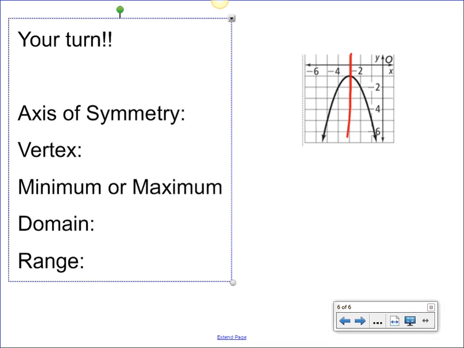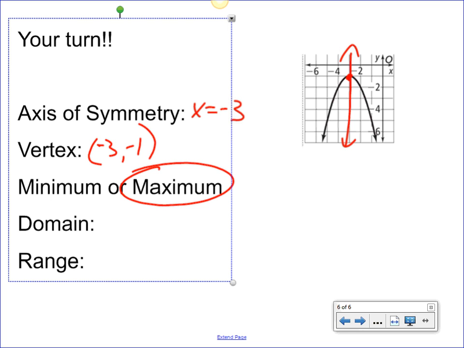Okay, so if you drew it, your axis of symmetry would be right there, so that would be x equals -3. If you thought about the vertex, it would be right here, which would be (-3, -1). In this case, it's a maximum point since it's opening down. The domain, once again, would be all reals. And the range, in this case, would be y is less than or equal to -1.